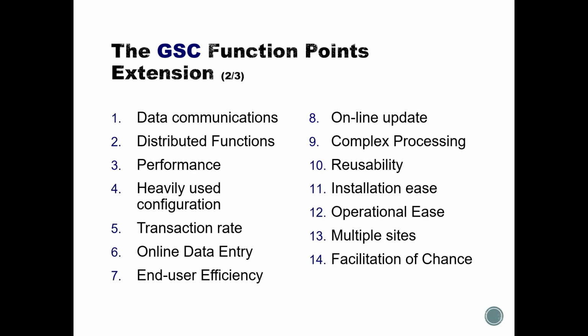These are data communication, distributed functions, performance, heavily used configuration, transaction rate. These are self-explanatory in a system context. End user efficiency, online update, complex processing, reusability, installation ease, operational ease, multiple sites, facilitation of change. So these are the 14 characteristics that have been used as an extension in function point.